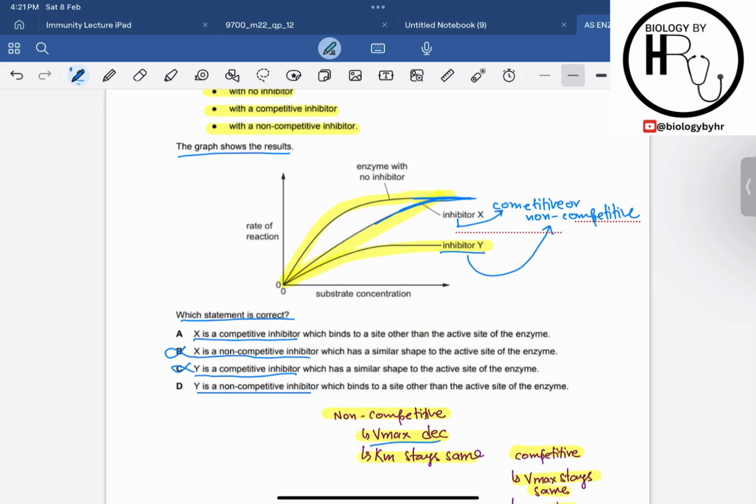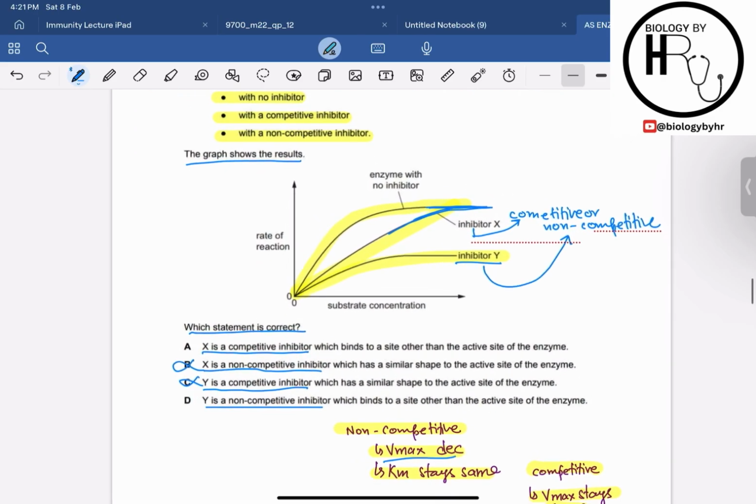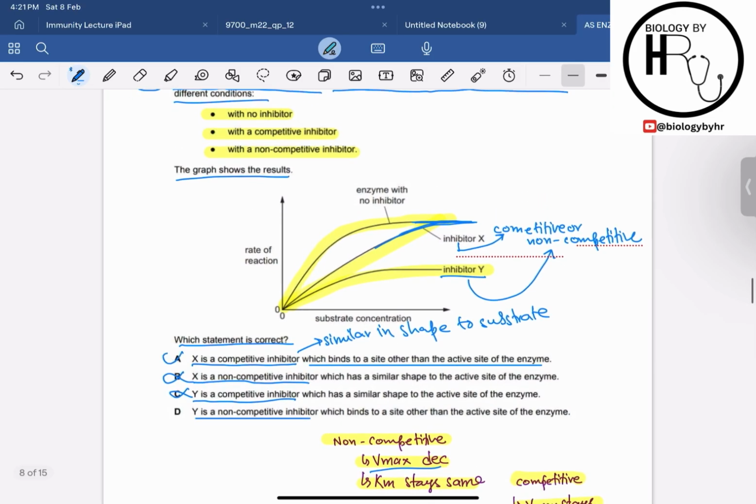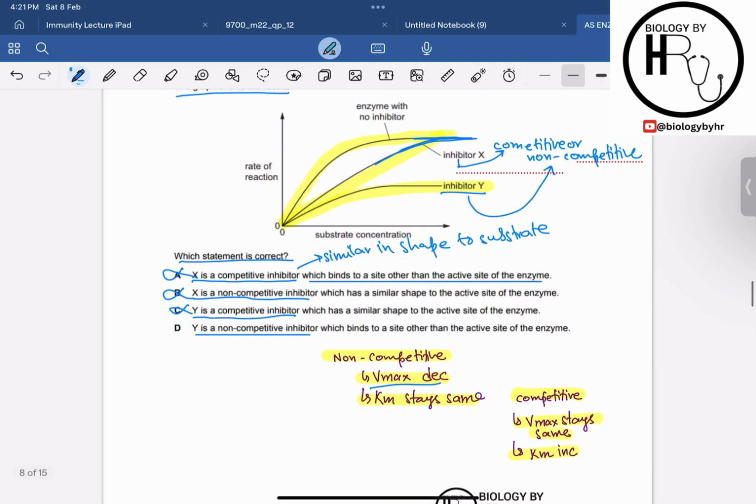Let's give option A first a read. Option A says that X is a competitive inhibitor which binds to the other site than the active site of the enzyme. No. Competitive inhibitor is similar in shape to the substrate, and it binds to the active site of the enzyme, right? It does not bind to the allosteric site, which is the site other than the active site of the enzyme, and the non-competitive inhibitors basically bind with the allosteric site, right, not the competitive inhibitor. Hence option A is also incorrect.